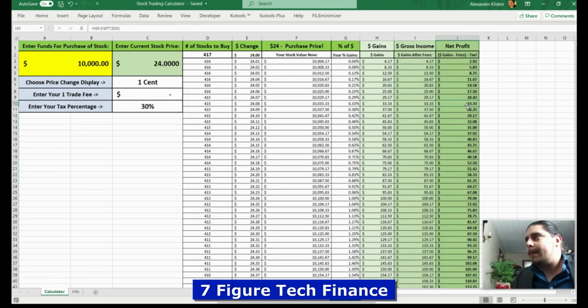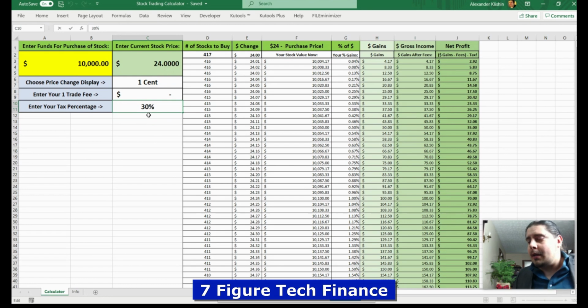Now net profit is your gross income minus your entered tax percentage. You would have to analyze and understand what tax you're going to be paying. As an investor or as a day trader, let's say on average it's 30 to 35%. This is what you can enter here.